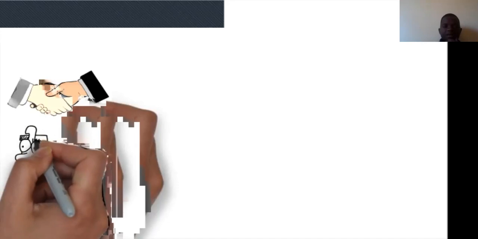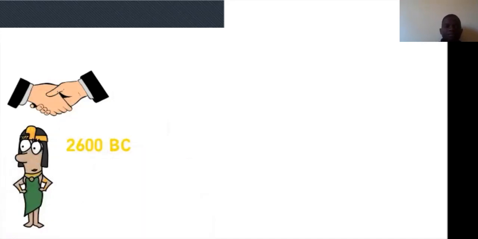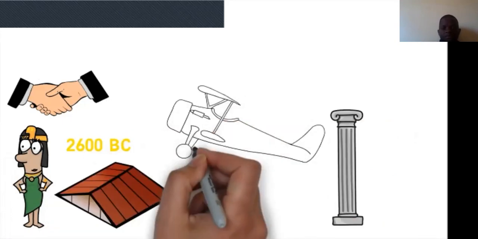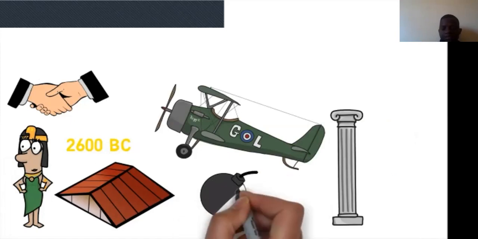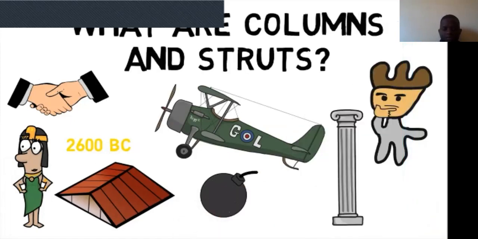Mechanical AI. Did you know that ancient Egyptian architecture, as early as 2600 BC, made use of columns to support their roofs, and that monoplanes make use of struts to attach engines and other loads? This makes us wonder, what are columns and struts?